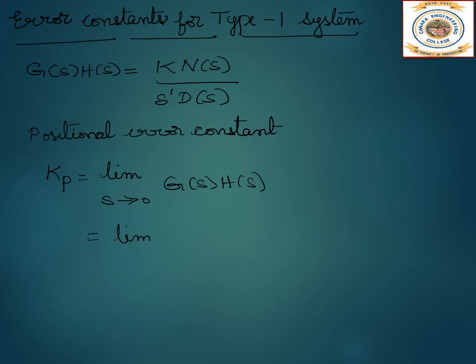Limit S tends to 0 G of S, that is K numerator S dash or S to the power 1, over S. So what happens when we apply limits? We get this as infinity because this will be by S, so by 0 means it is going to be infinity.